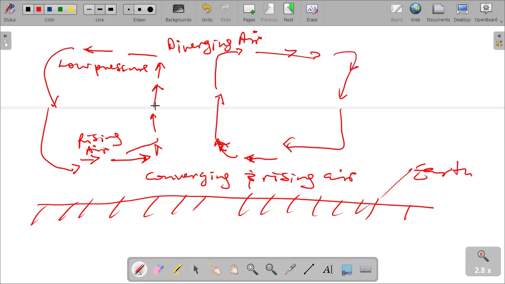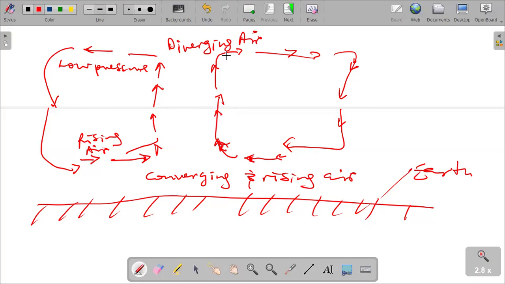So what you can see is that these patterns of convergence, ascent and divergence can be seen in both hemispheres. That is one thing that I want you to understand in that regard. And as this air mass rises, it cools down and then it has to fall back again. And when it falls back, it comes and feeds into the system again to continuously sustain the rising air that we talked about.